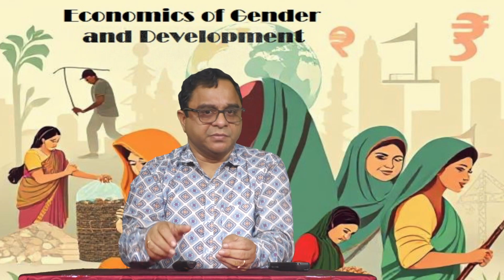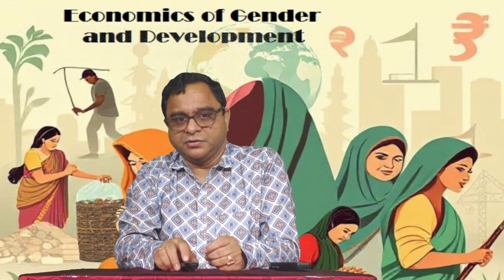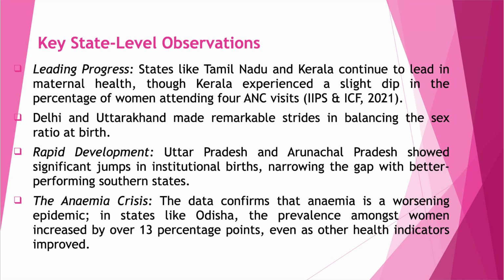So what do we see in these tables, 6 to 8? First, we see the leading progress. States like Tamil Nadu and Kerala continue to lead in maternal health, though Kerala experienced a slight dip in the percentage of women attending 4 ANC visits. But let us remember that the figure is already high in Kerala. And Delhi and Uttarakhand made remarkable strides in balancing the sex ratio at birth. Then rapid development. We see that Uttar Pradesh and Arunachal Pradesh showed a significant jump in institutional births, narrowing the gap with better performing southern states.